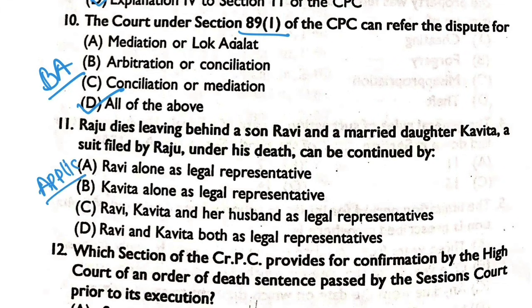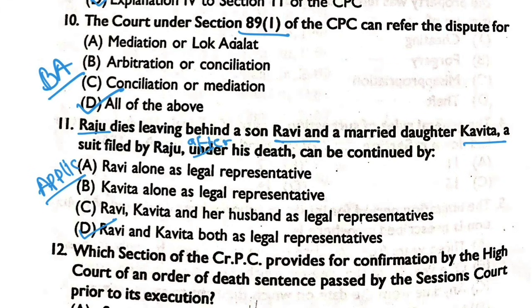Now question 11 says, Raju dies leaving behind Ravi and a married daughter. A suit filed by Raju after his death can be continued by who? So the answer is Ravi and Kavita. Now these are one of the application based questions. We discussed the categories: case law based, bare act based, application. Here you have to apply your mind and the section to the situation given to you. In this case, if you know the sections, you understand them, you will be able to solve them easily.